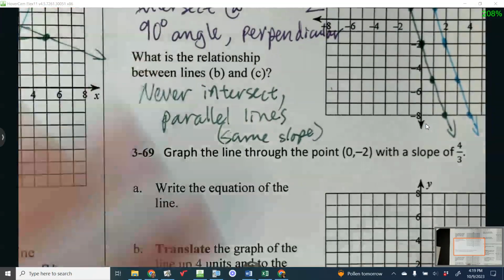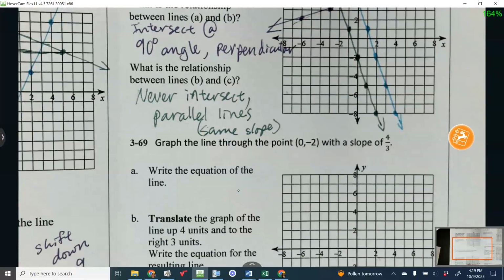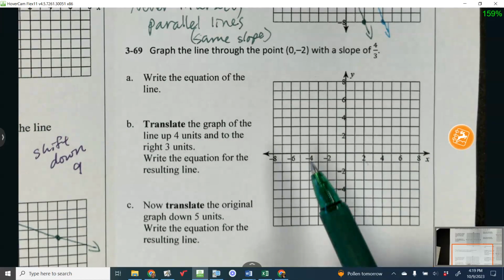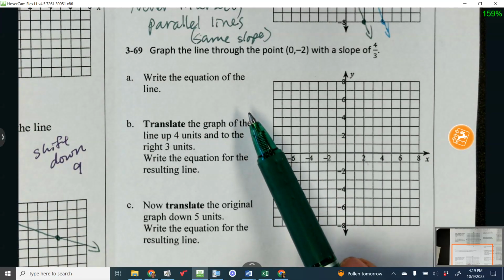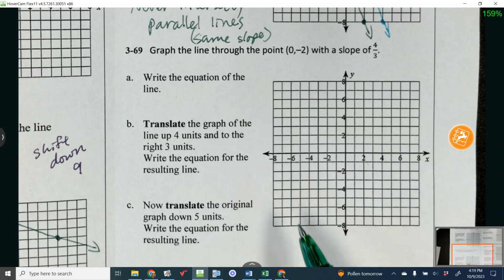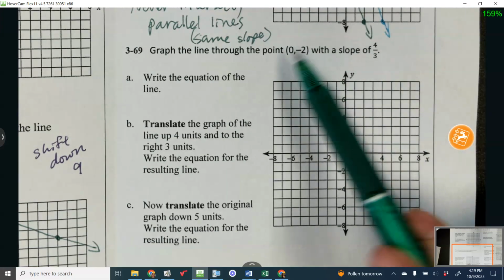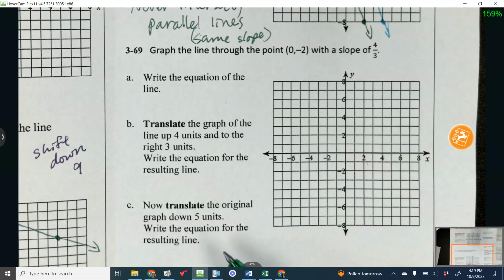Question 69 is the way we're going to ask you about this on the test and the quiz as we go through some of the stuff here. So I want you to go ahead and start by just graphing the line and see how far you can get. Pause the video, do all the work. The answer will be here when you're ready for it.